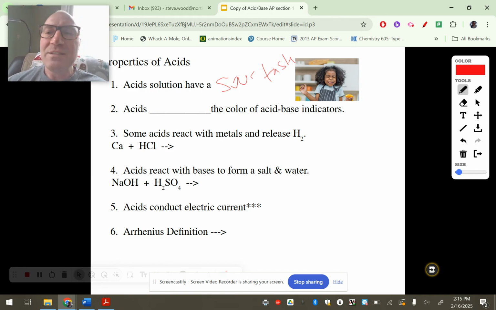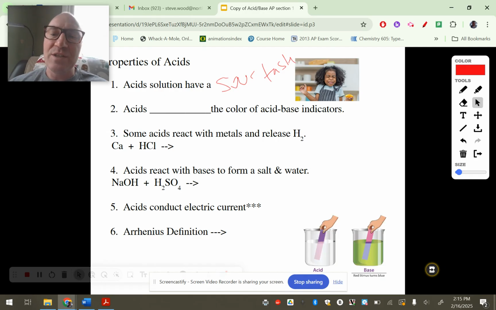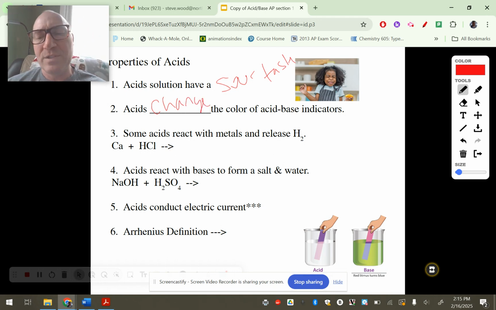Okay, so then acids change the color of acid-base indicators, and we've done this before too. Remember litmus paper and things like that. They change different colors, and you just have to get familiar with some of the things they change into. So, for example, oftentimes blue litmus paper turns pink in an acid, and vice versa. Pink litmus paper turns blue in a base.